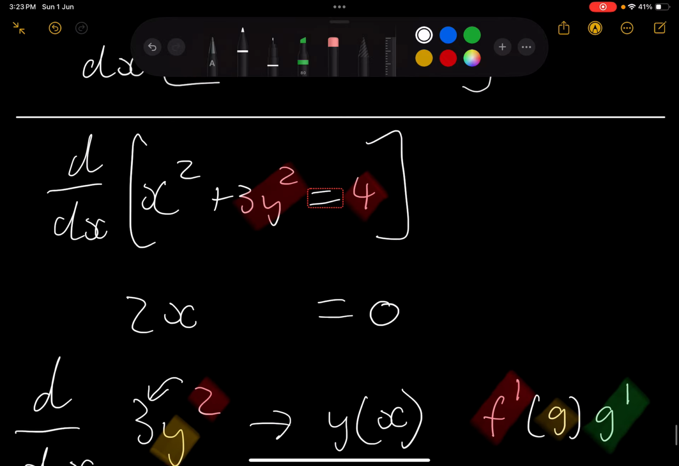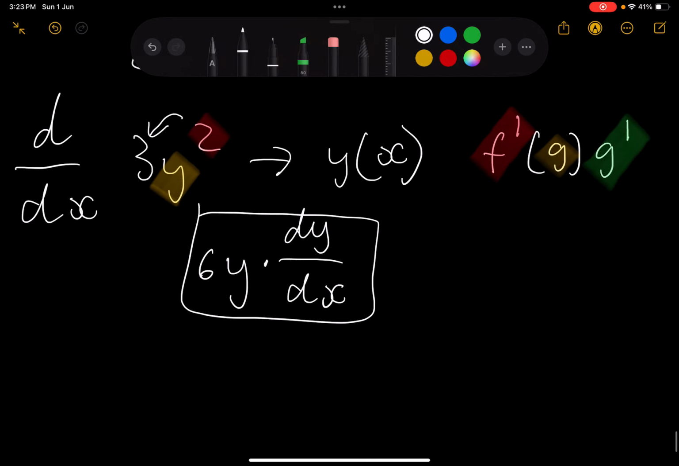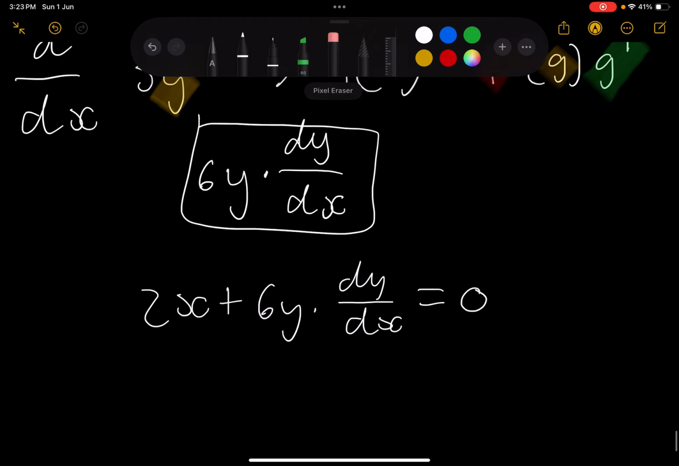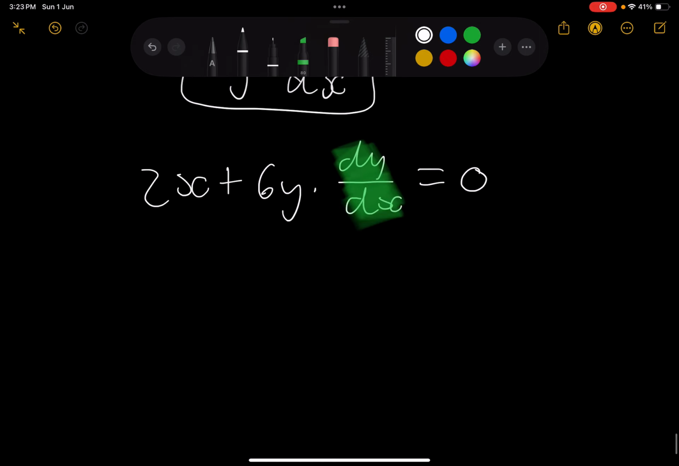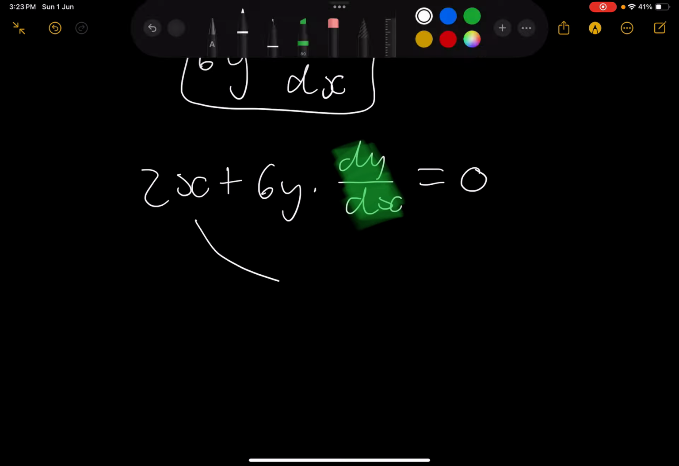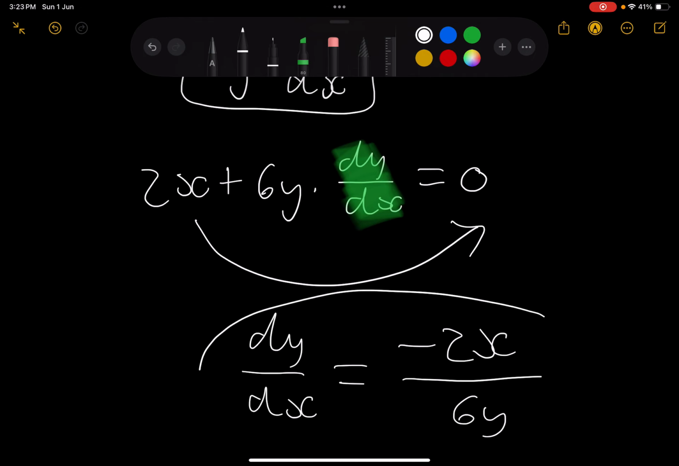Then let's put what we've just found back into our equation. So it's 2x plus 6y dy over dx equals 0. Now for these equations, most of the time you'll have to rearrange for dy over dx, because that's what we're solving for. So take the 2x to the other side, minus 2x, and divide it by 6y. And that is our equation.